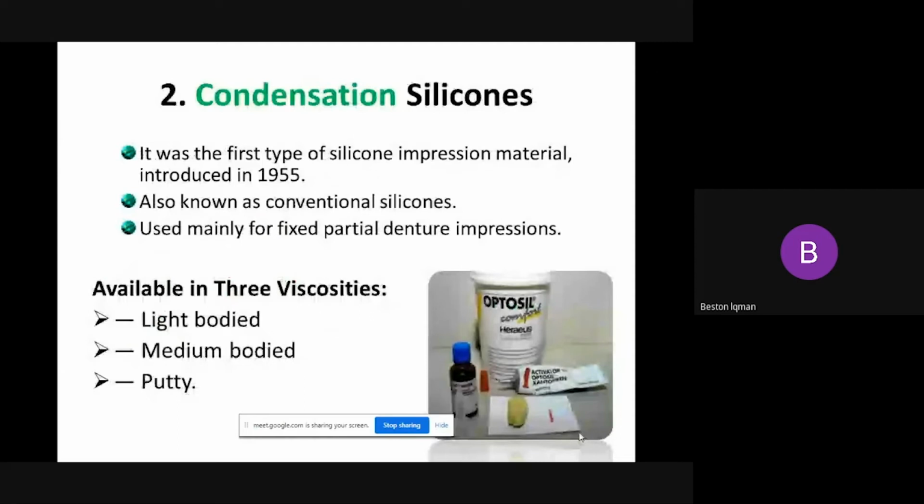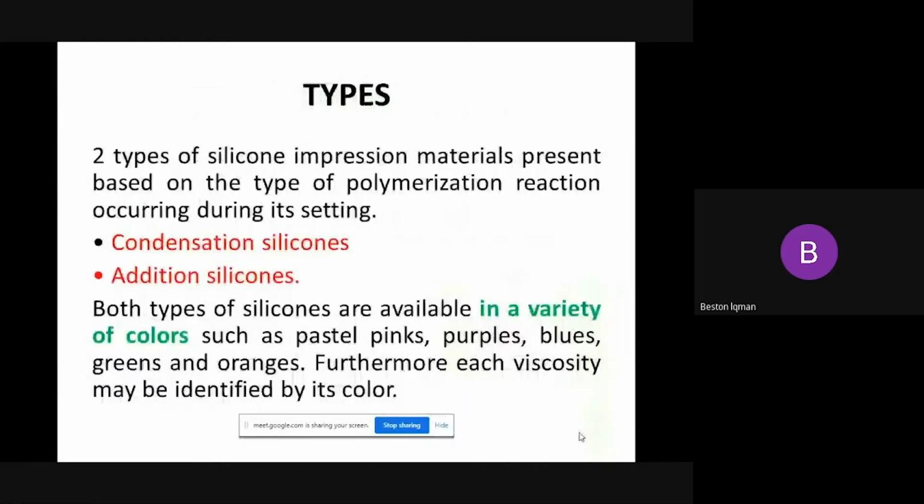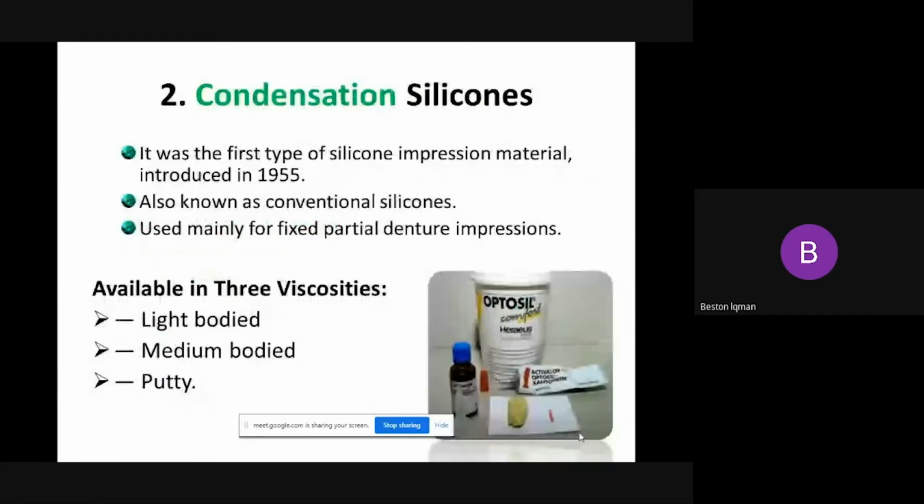Number 1, we have C silicone, condensation type silicone. As we know, you have two types. This is number 1, not number 2; this is my fault. The C silicone was the first type of silicone impression material introduced to dentistry in 1955, also known as conventional silicone. The main use of this type is for fixed partial denture. It's available in 3 viscosities: light body, medium body, or putty. The most commonly used one is the putty type.